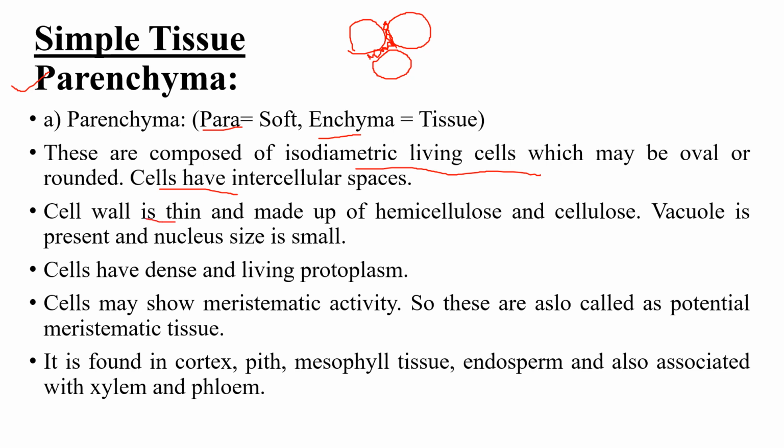Cell wall is thin and made up of hemicellulose and cellulose. Vacuole is present and the nucleus is small. Cells have dense and living protoplasm. Cells may show meristematic activity also. That means they can divide and redivide. So they are also called potential meristematic tissue. It is found in cortex, pith and mesophyll tissue, endosperm, and is also associated with xylem and phloem.